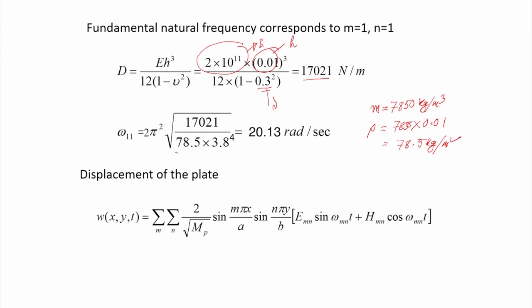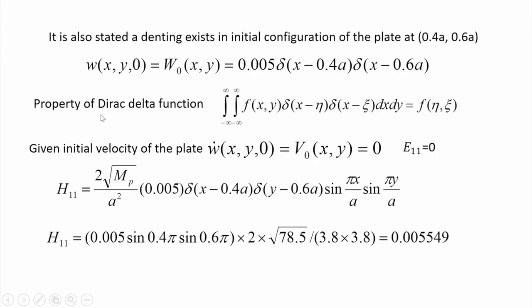So here it is substituted, and A we have assumed 3.8. Therefore omega 11 is coming as 20.13. The displacement of the plate is now given as this. Now we should not write so many summations with various terms, because it is concerned with only the fundamental mode. So our calculation gets simplified. First let us calculate this constant of integration.